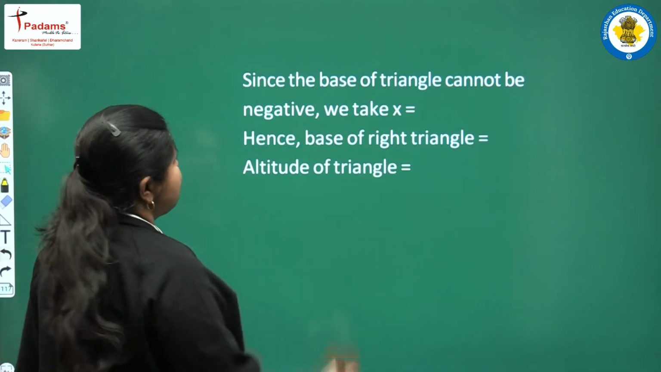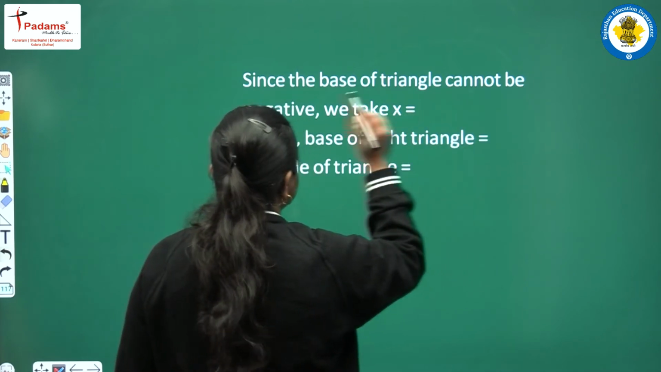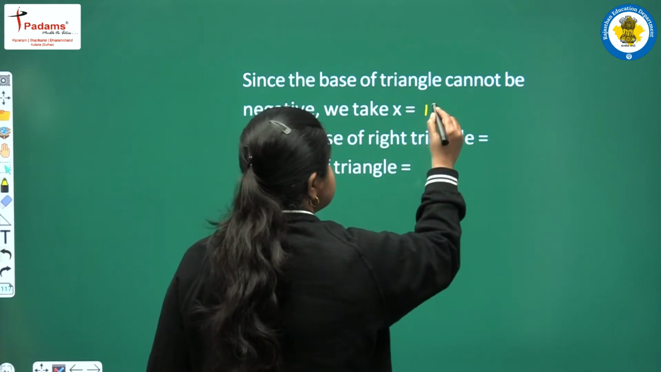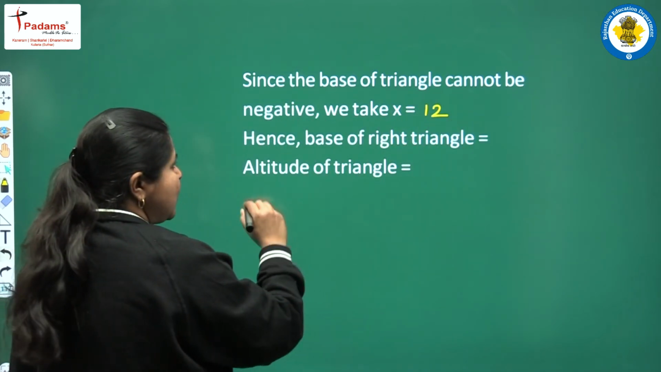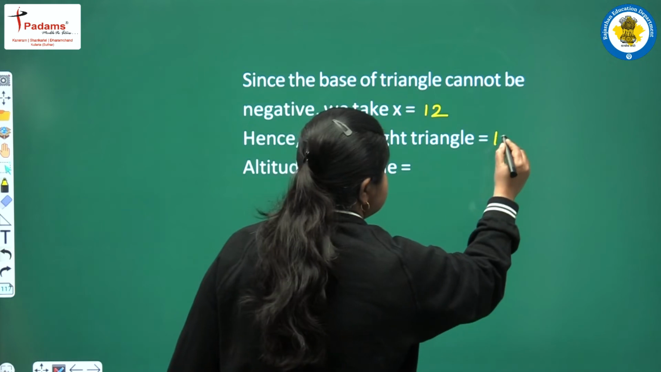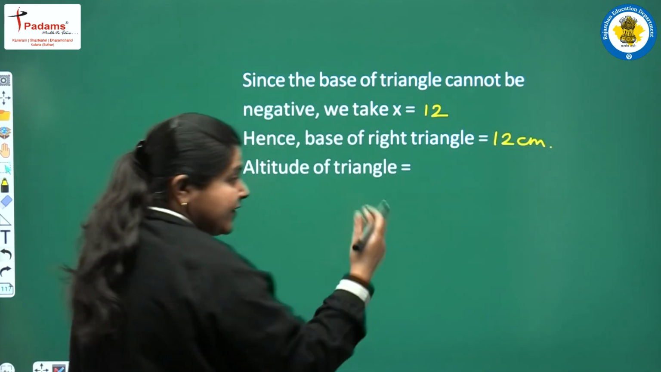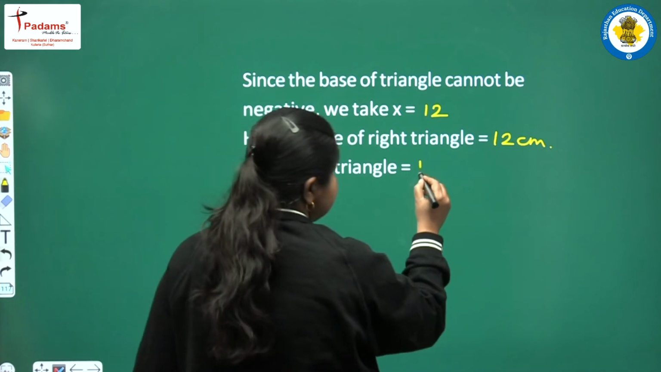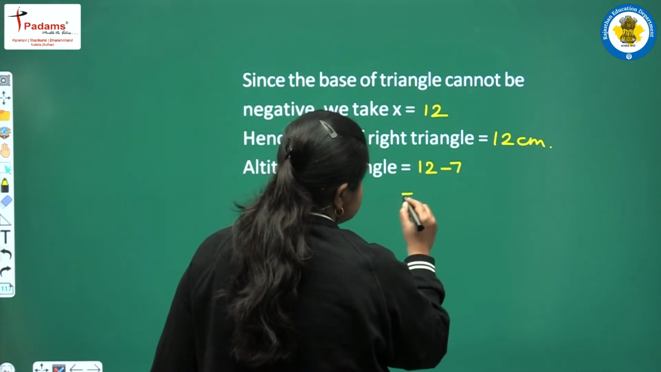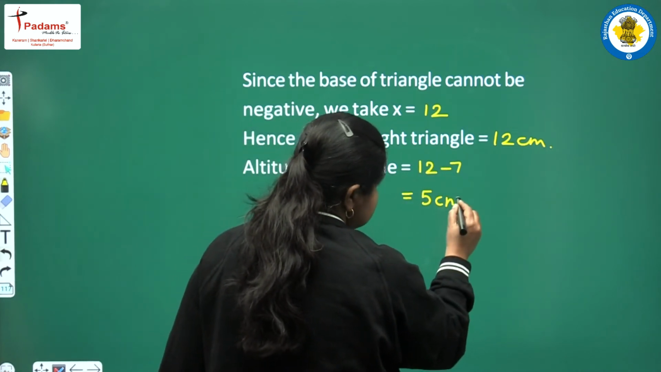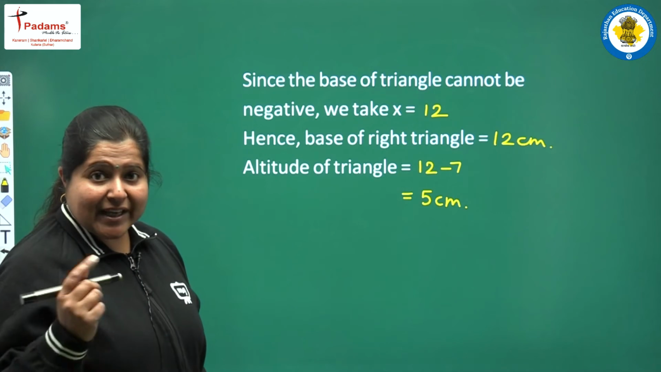Let us write it. Since the base of triangle cannot be negative, we take x equal to 12, and so the base of the right triangle will be 12 centimeter and the altitude is 7 less than the base, so it will be 12 minus 7 equal to 5 centimeters. And you can check your answer.